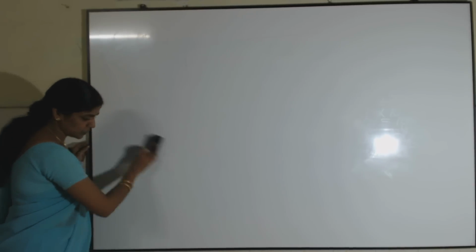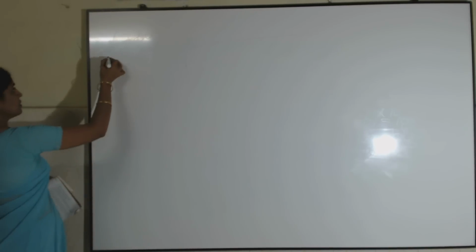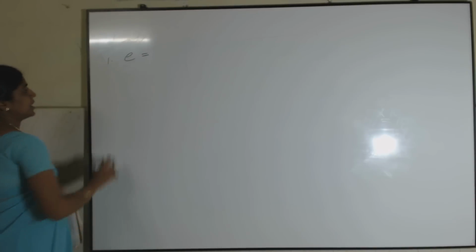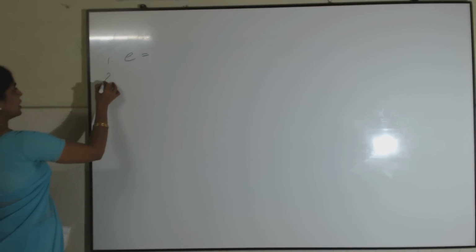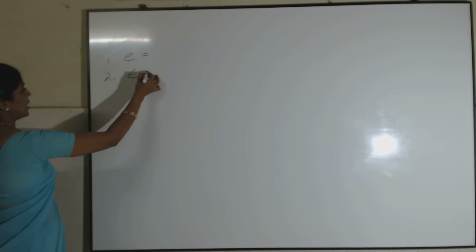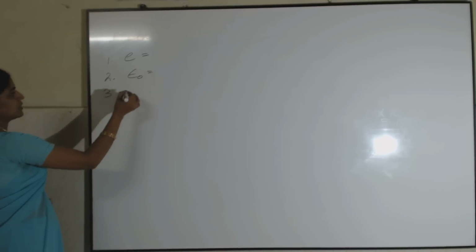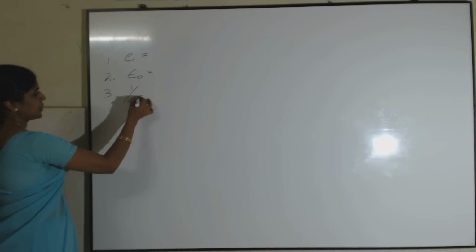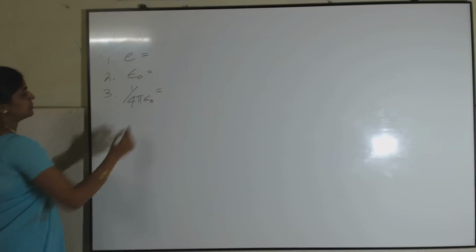Now I will go for some questions. First one, what is the fundamental unit of electric charge, the e value? Second one, what is the value of epsilon r, and what is the value of 1 by 4 pi epsilon naught?